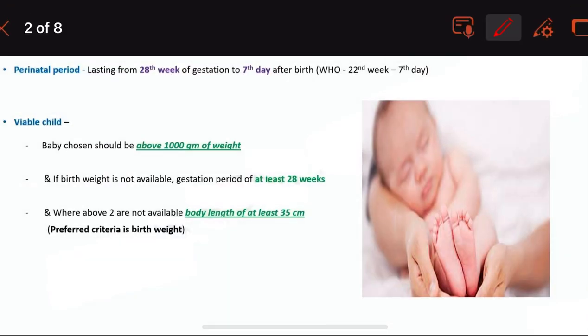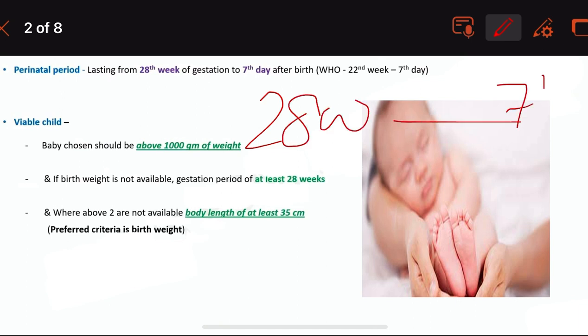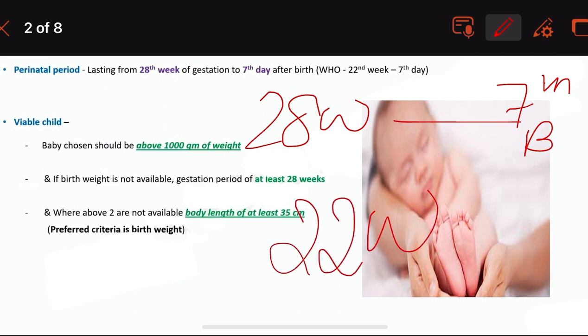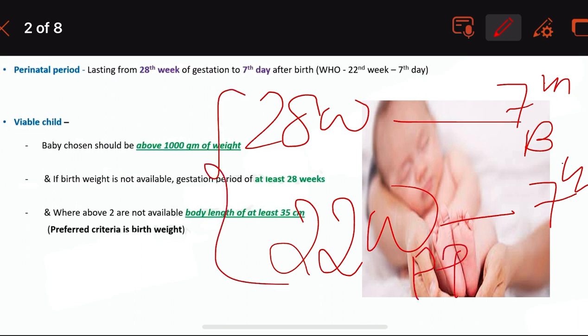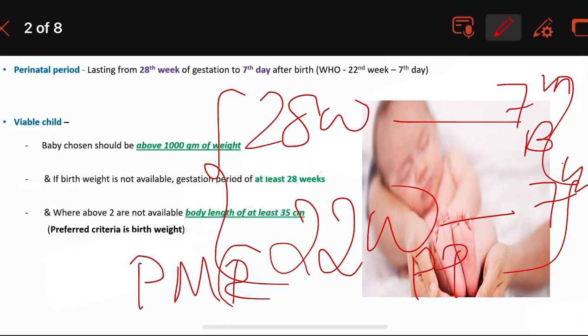And we know the perinatal period, what we studied, is 28 weeks of gestation to the 7th day after birth. According to the World Health Organization, it starts from 22 weeks to the 7th day of birth. This is the perinatal period, and the deaths occurring during this period are the perinatal mortality.